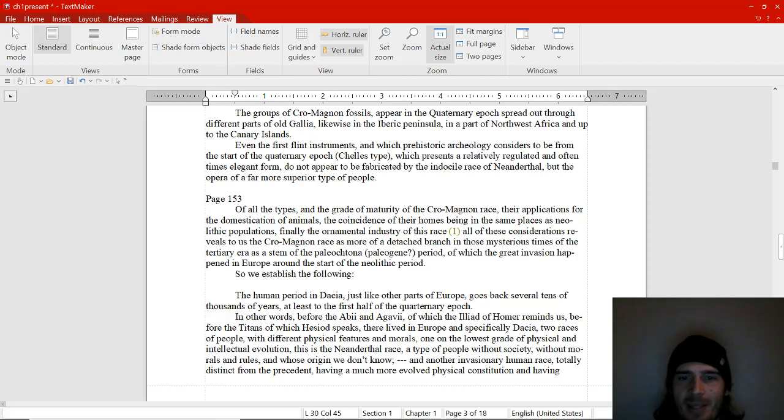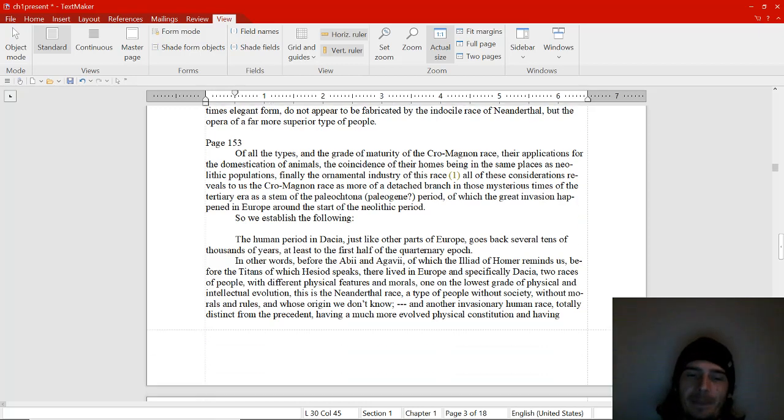Page 153. Of all the types and the grades of maturity of the Cro-Magnon race, their application for the domestication of animals, the coincidence of their homes being in the same places as Neolithic populations, finally the ornamental industry of this race, all of these considerations reveal to us the Cro-Magnon race as more of a detached branch in those mysterious times of the Tertiary era, as a stem of what I think is the Paleogene period, of which the great invasion happened in Europe around the start of the Neolithic period. So we established the following.